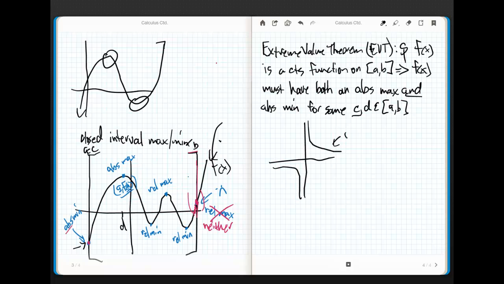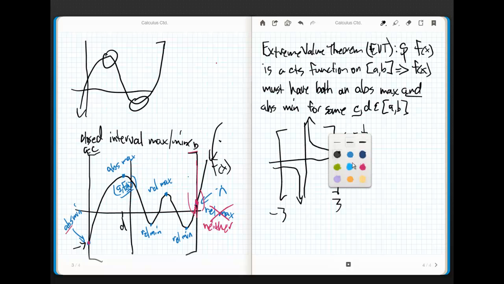All right, badly drawn. So if I do y equals 1 over x, and I close the interval from, I don't know, -3 to 3, show me where the absolute max is. Show me where the absolute min is. Well, the problem is this guy heads to negative infinity, so negative infinity wins. There's nothing more minimal than that. And similarly, this guy heads to positive infinity.